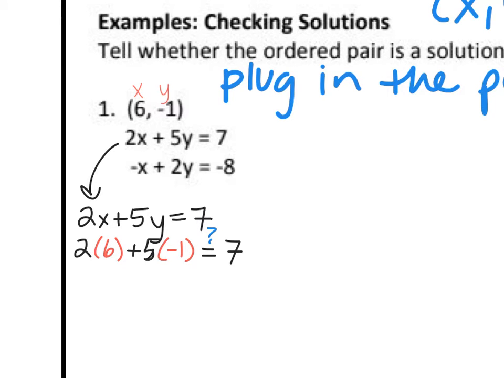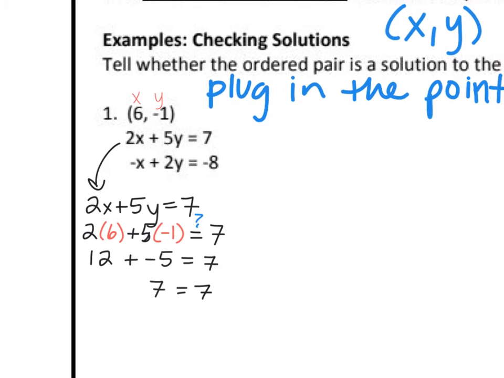Multiply. 2 times 6 is 12. 5 times negative 1 is negative 5. Is that equal to 7? Well, you probably know by now. 12 plus negative 5 is what, guys? 7. Fantastic. Is it a solution for that equation? Yes, it works. So you can put a check mark if you want. But here's the thing. It's a system. So it has to work for both, not just the first one.